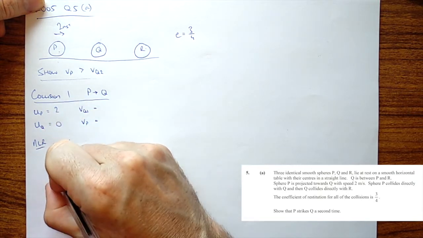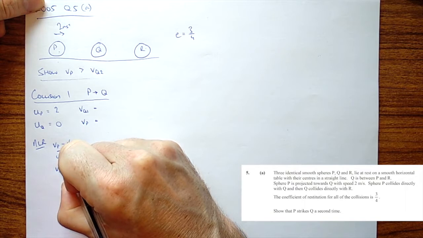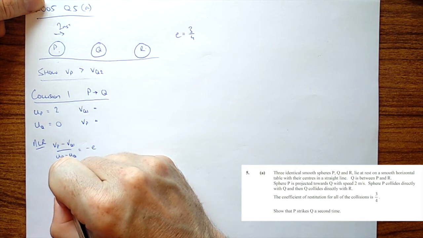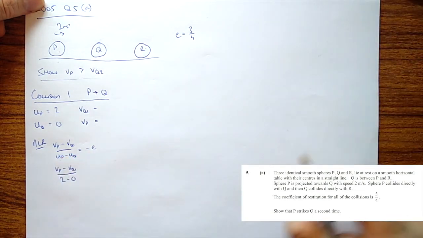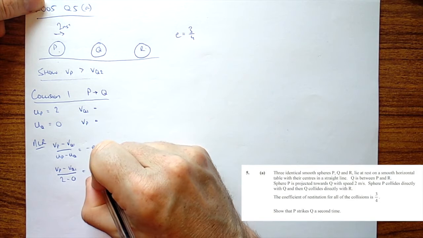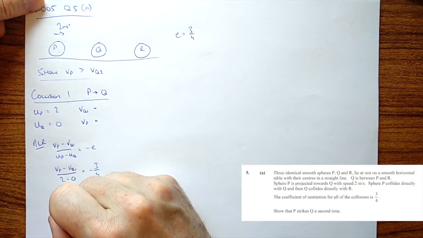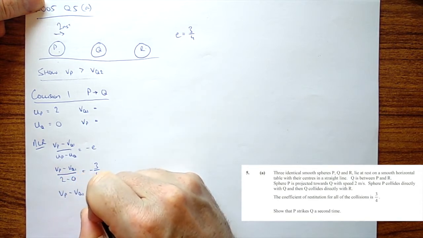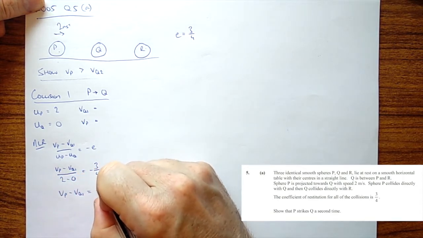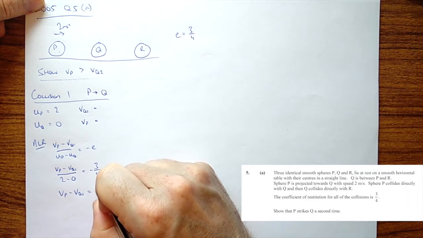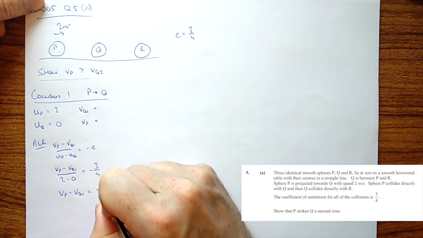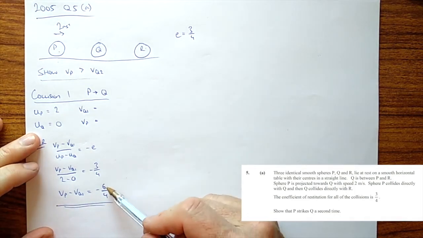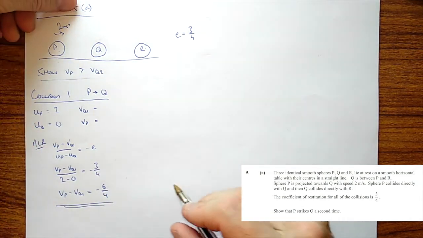So let's put some numbers in. VP minus VQ1, all over 2 minus 0, equals minus 3/4. So what we know here is that VP minus VQ1 equals minus 6/4. So, equation number 1. I could simplify that down to minus 3/2 if I wanted, but it's okay for the moment.